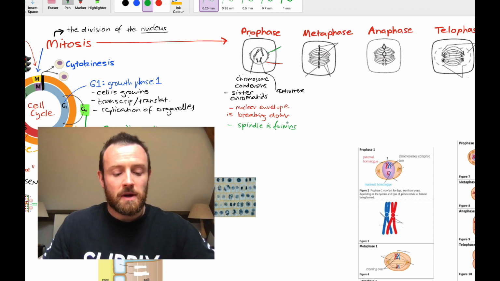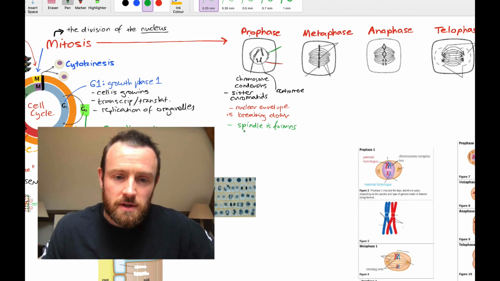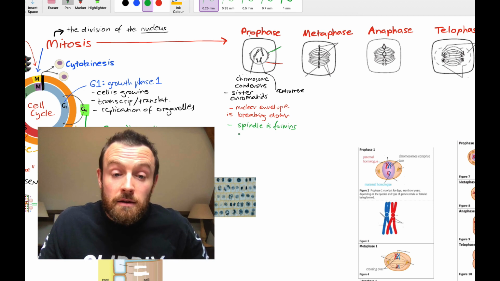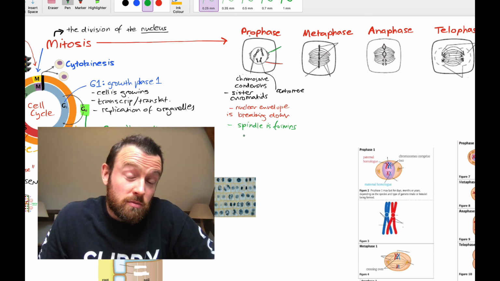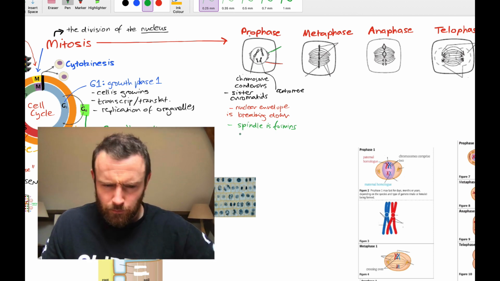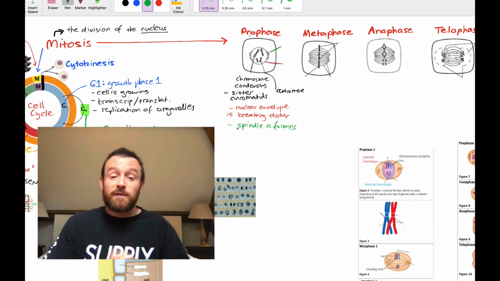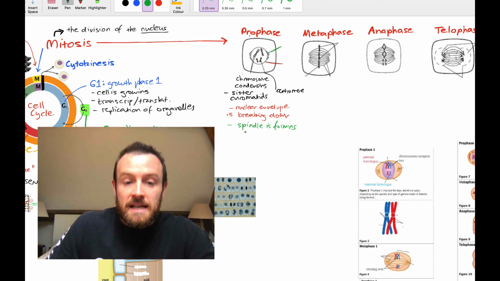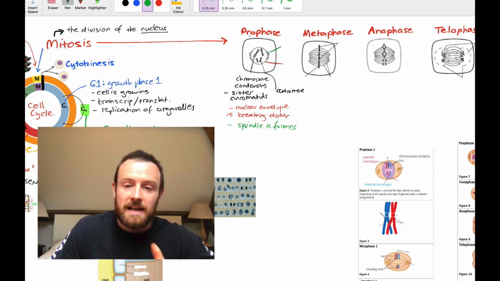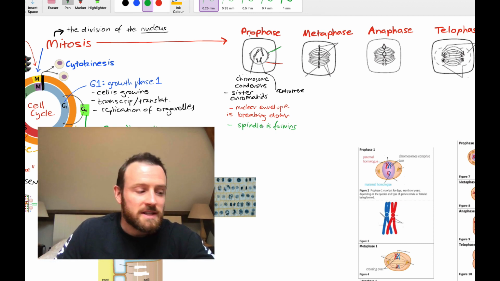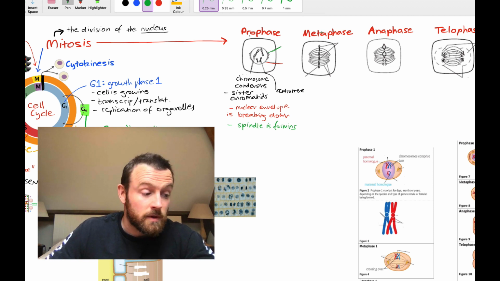What is the spindle, you might say? Well, it's basically microtubules made of a protein called tubulin. So it's a special arrangement of microtubules coming out of the centrioles. Okay, so then we move on to metaphase. Now, the thing that you see in metaphase is that the chromosomes are lining up down the center of the cell. We call this actually the metaphase plate.